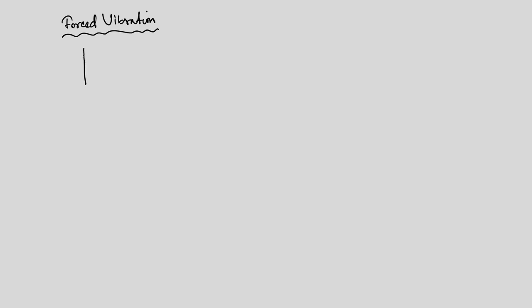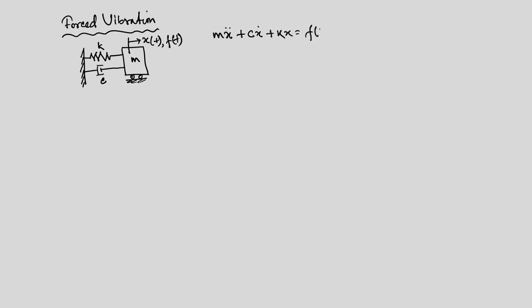So there is a spring and it is attached to a mass of say M, and then there is a damper. So the spring constant is K and the damping constant is C and the mass is represented by M. So the degree of freedom in this case is x of t, and we also have a forcing function f of t. Now the governing equation of motion in this case is m x double dot plus c x dot plus k x is equal to f of t.